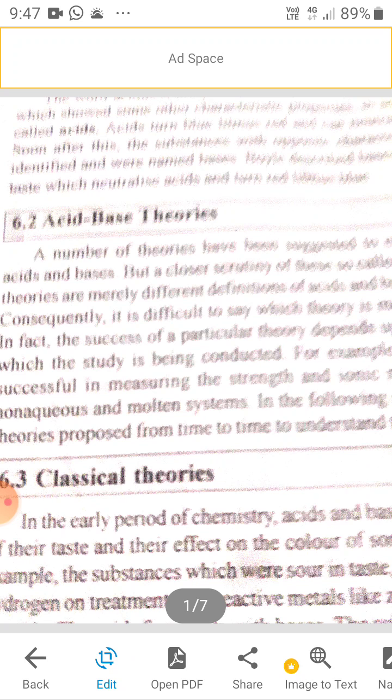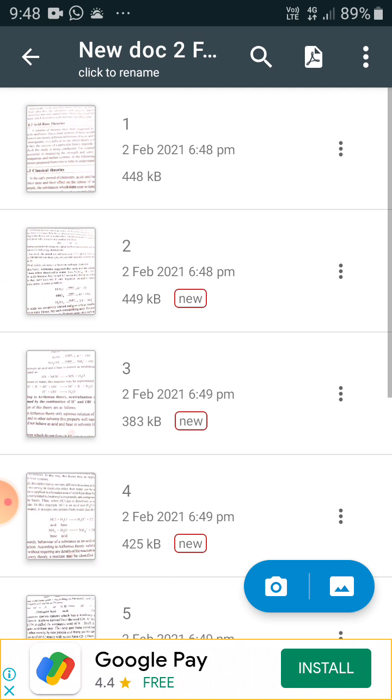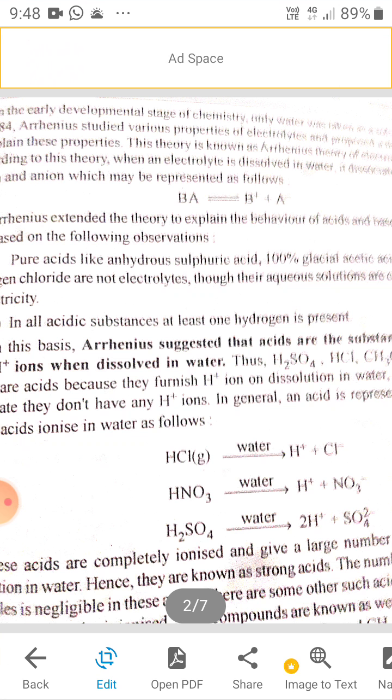Classical theories. In the earliest acid and base theory, it was stated that acids turn blue litmus red and bases turn red litmus blue. This was the theory which was produced in 1775, a very long back theory. Then we had the Arrhenius theory.